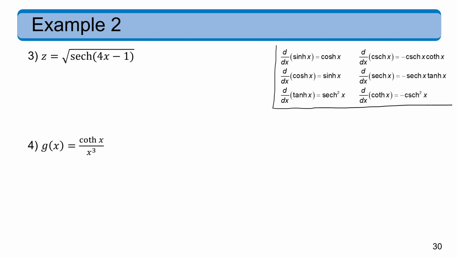Here's two more functions we want to differentiate. So this first one, we have a square root of a hyperbolic secant function. So as always, when we see a square root and you're wanting to take a derivative, it helps to rewrite the square root as a 1/2 power. So we'll keep the secant function the same and then raise it to the power 1/2.